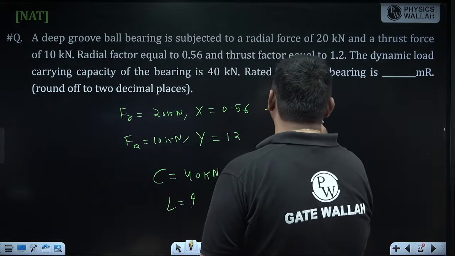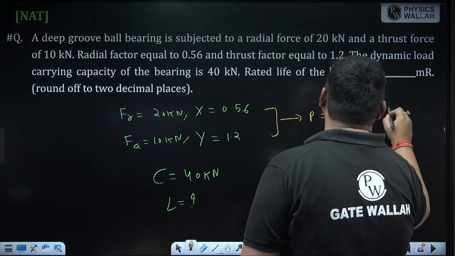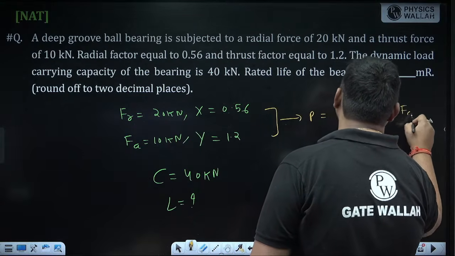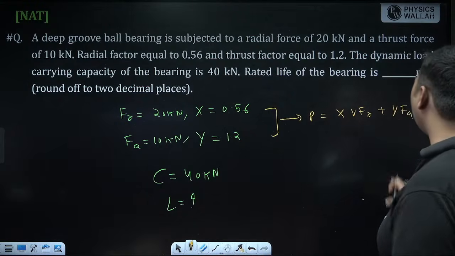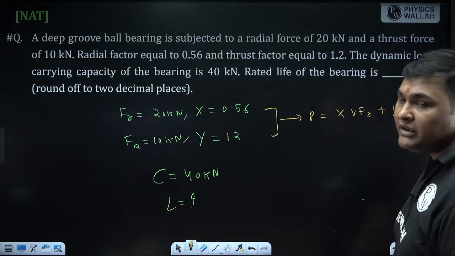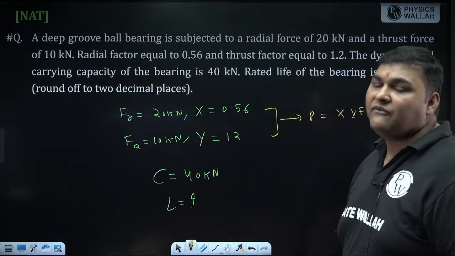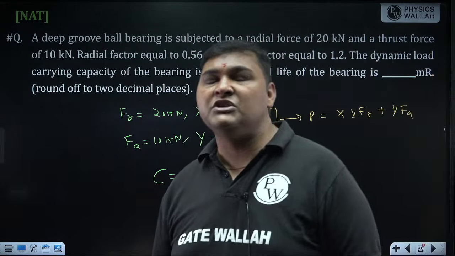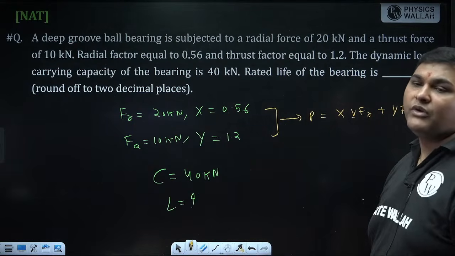And the formula to calculate this single equivalent load P is P = XVFR + YFA. See, the factor X which I am multiplying with FR is known as the radial factor, it is given. The factor Y which I am multiplying with the axial load is known as the axial load factor, it is also given. But what about V? In FR we multiply one more factor, which is V, known as the rotation factor. If it is given, good. If not given, always take the value of V equal to 1.